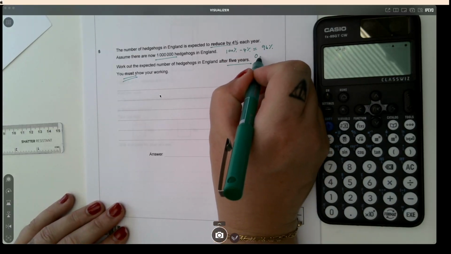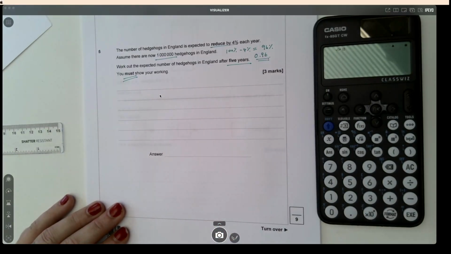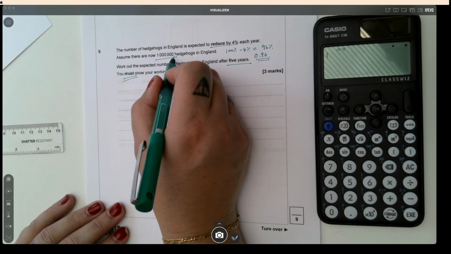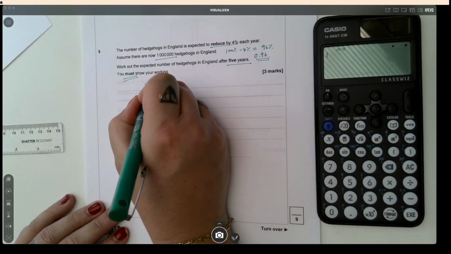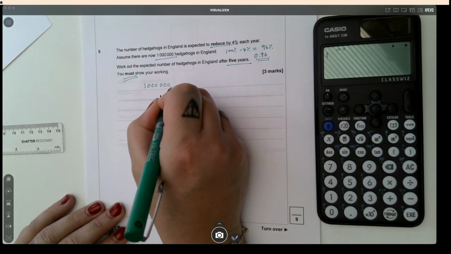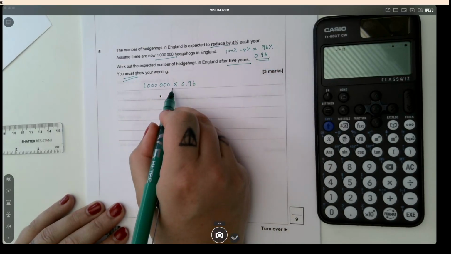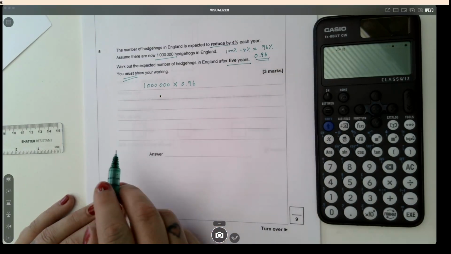96% as a multiplier is 0.96, so that's what I'm going to use in my calculations. So you might have seen this kind of method with compound interest. It works the same for depreciation, so a reduction. So we're starting with 1 million hedgehogs and we want it to be reduced by 4% each year. So we're going to multiply by 0.96, which is our multiplier for a 4% reduction.